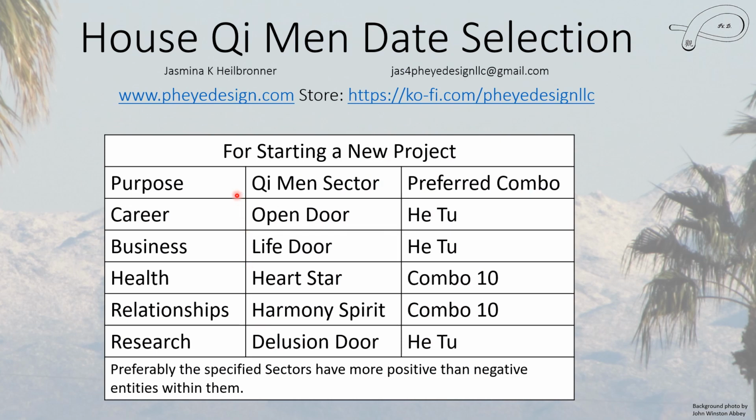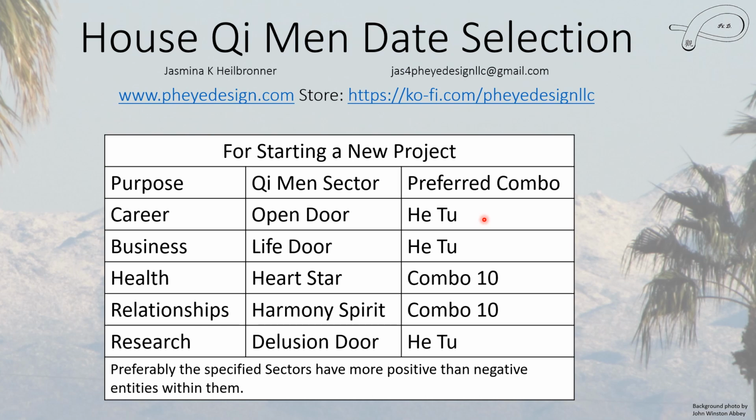So here's a simple table. If your purpose is to improve your career, you're going to learn something new that is either going to help you get a raise or help you get a promotion. Then using the sector of your house that has the open door, and if possible, using the date with the combo that creates a HER2, that is supposed to give you the strongest response. But again, you cannot be in clash.